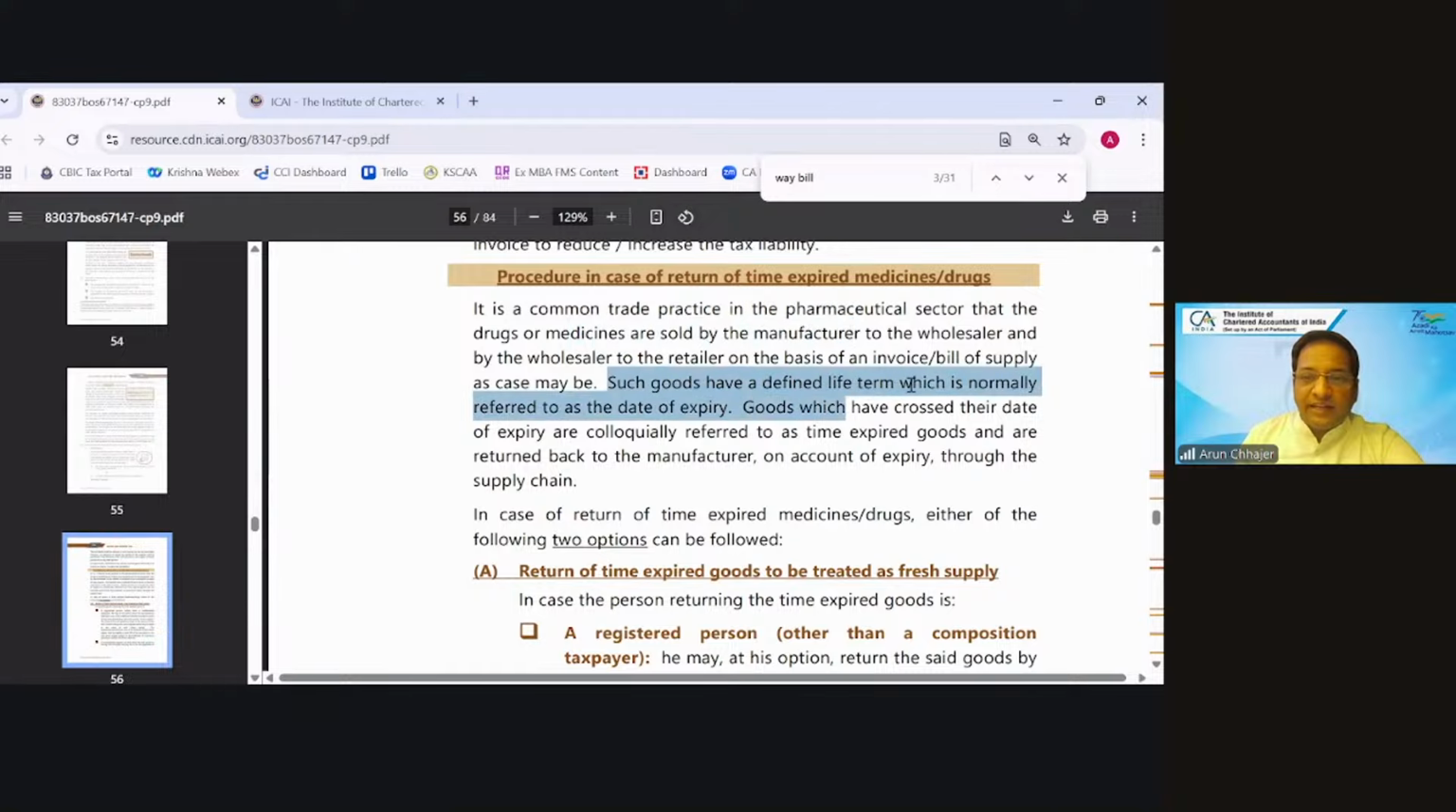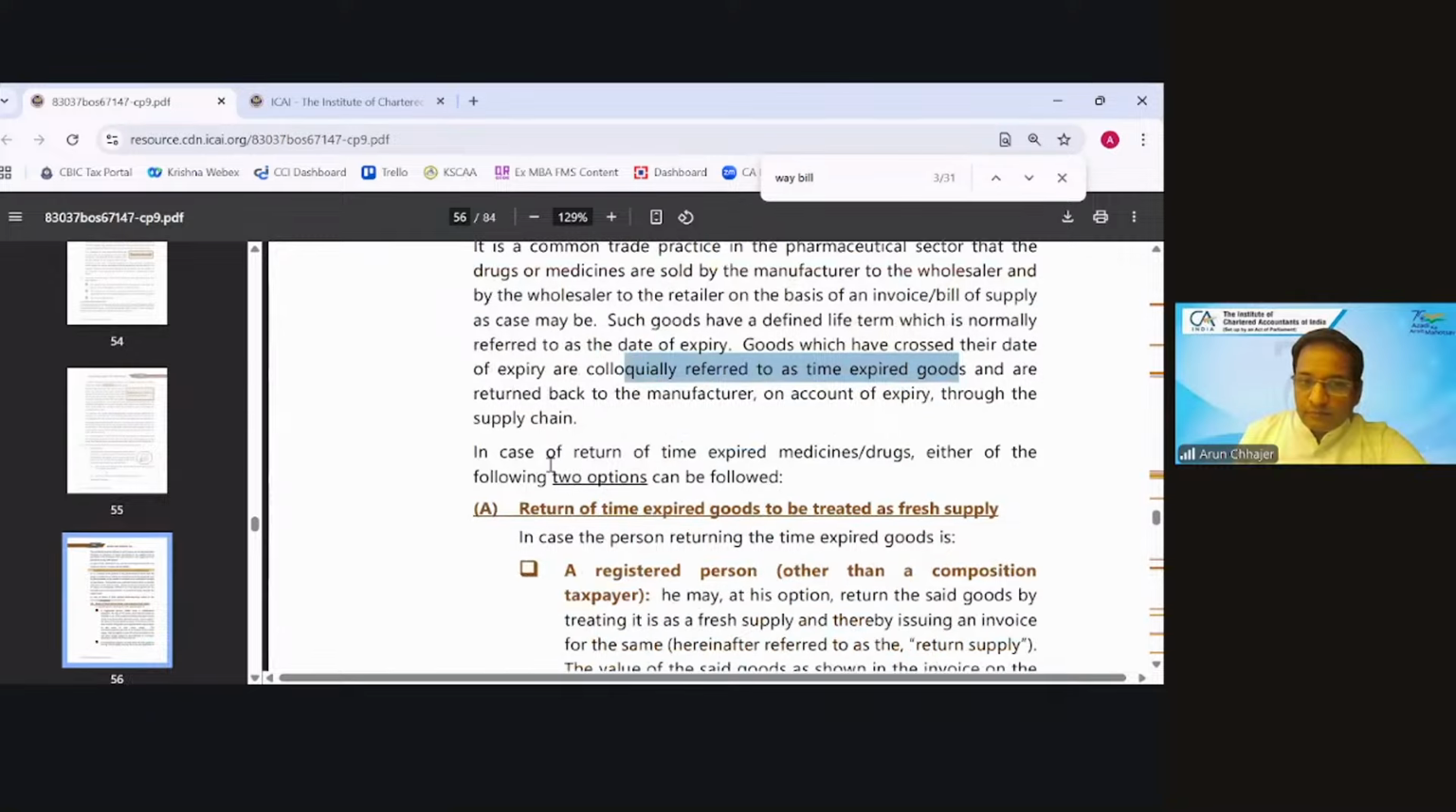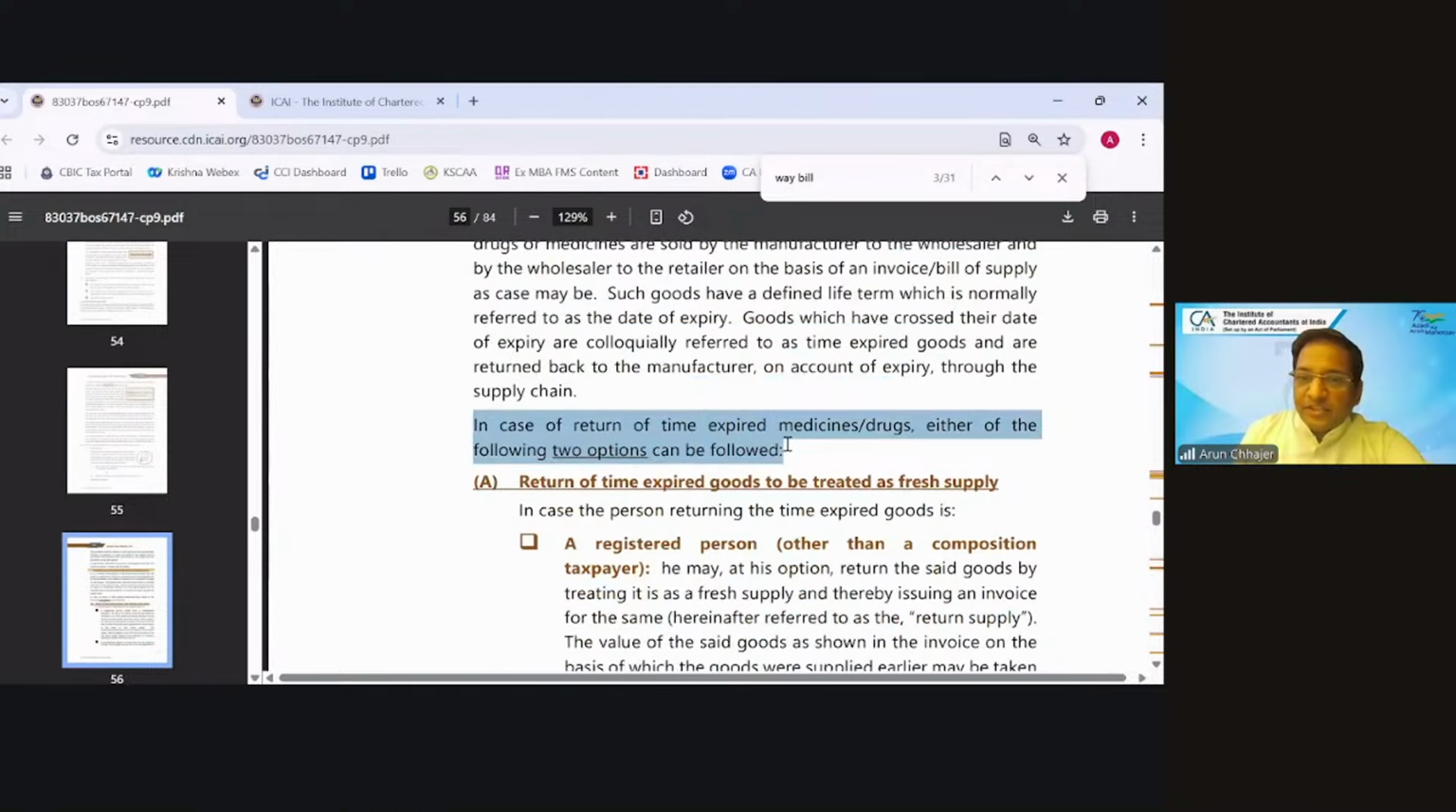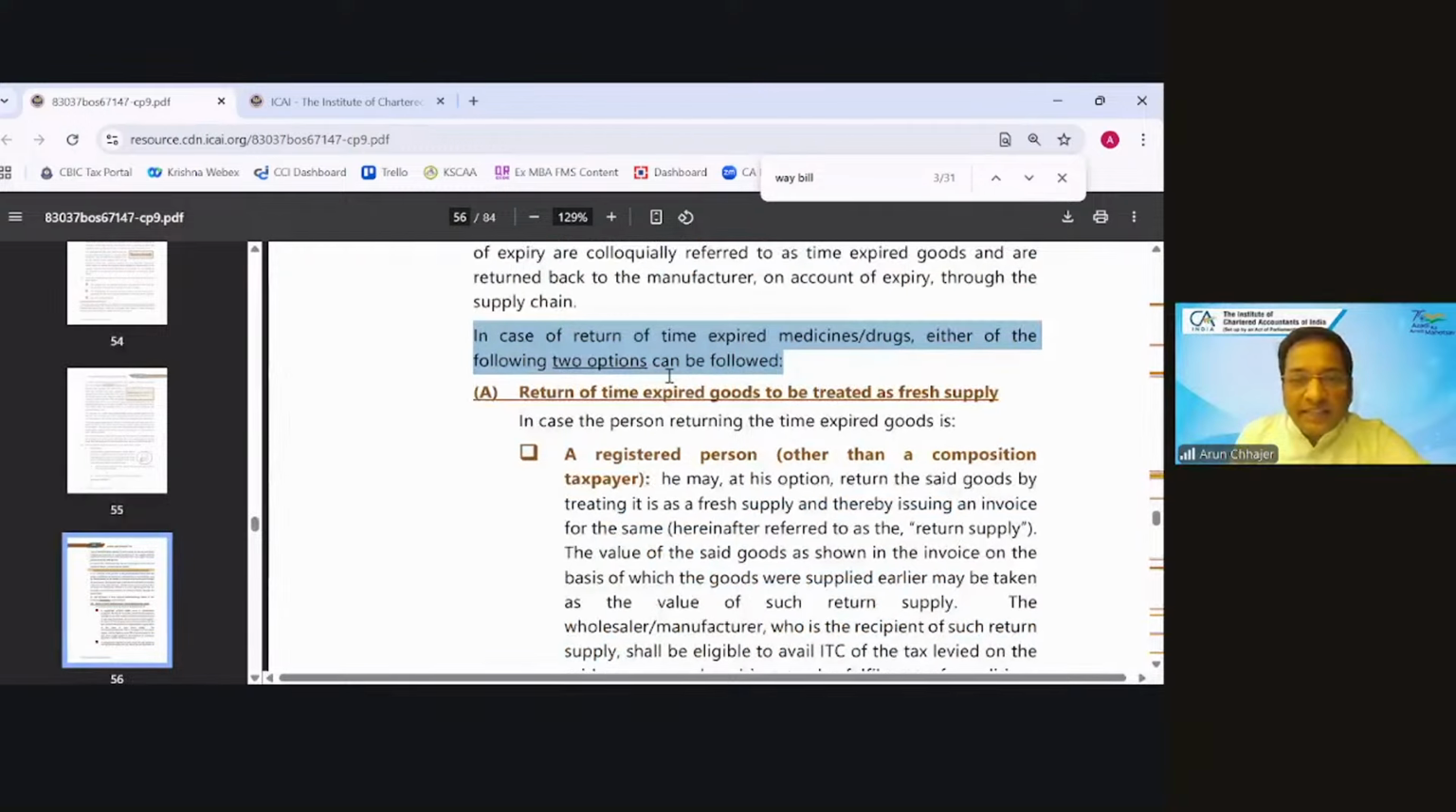Such goods have a defined life term, which is normally referred to as the date of expiry. Goods which have crossed the date of expiry are referred to as time expired goods or time expired medicine, and Mr. A needs to return the same to the manufacturer on account of the expiry. Now, what is the process of returning the time expired goods? In case of the return of time expired medicine, either of two options can be followed. Option number one, it will be treated as a fresh supply.